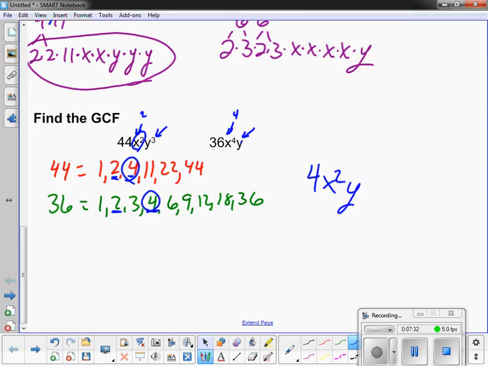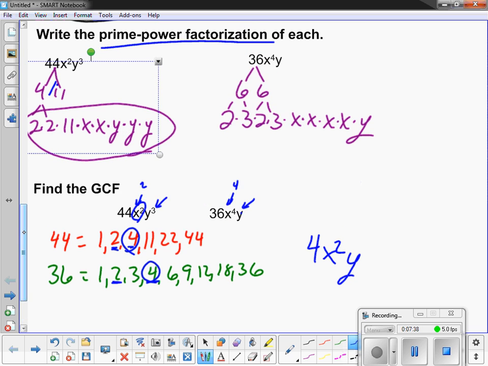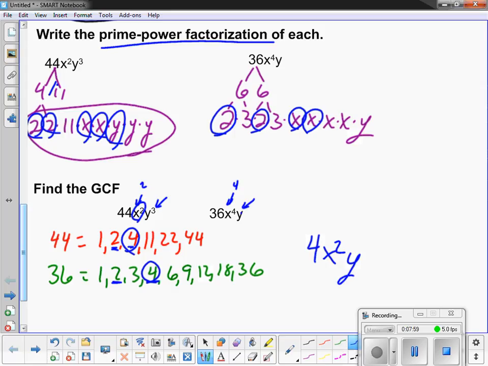Now, if I did it through the prime power factorization, I would have this. Well, let's use these two. Here, these two numbers are right here. They're prime factored. I circle what they have in common. They have a 2 in common. They have a second 2 in common. They have an x in common. They have a second x in common. They have a y in common.